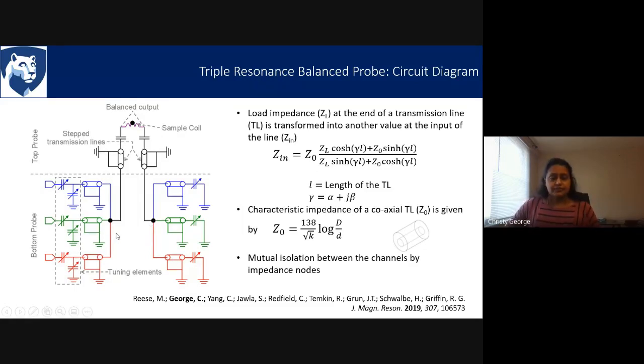When we are giving an RF power, say for example, consider that this is the proton channel. When we are giving RF power here, we are hoping that this will go through this line, reach here, and then go to the RF coil. But it is also possible that instead of going like that, the whole power can get reflected back to the source, which is not good for the health of the spectrometer.